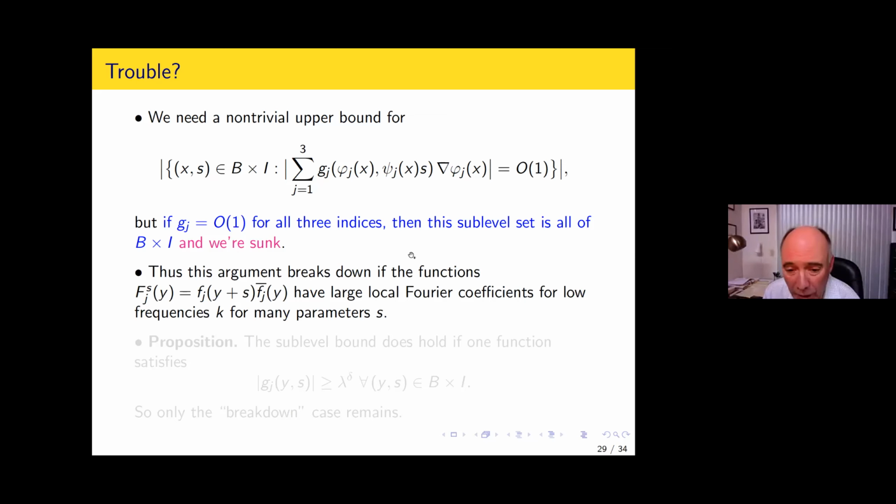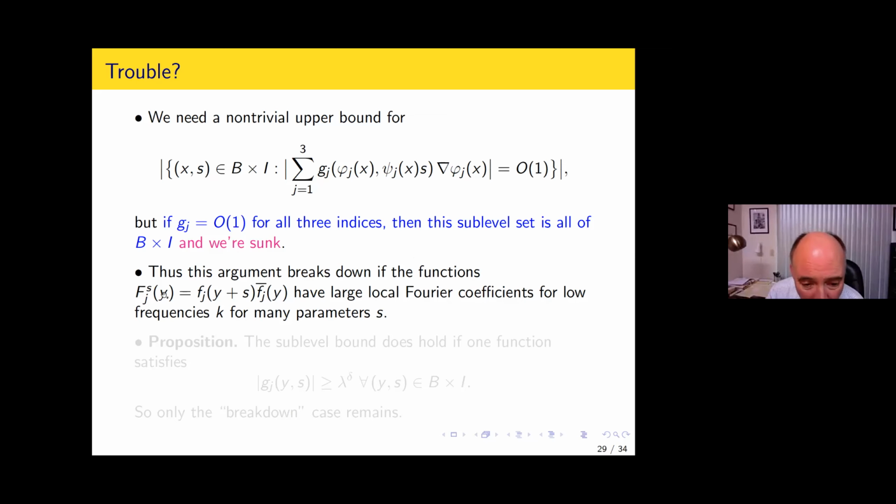This argument breaks down if the capital F functions are built largely out of slowly oscillating terms. So the argument breaks down if the functions capital F with the parameter s, as functions of y, are slowly oscillating for many parameters s. Okay.